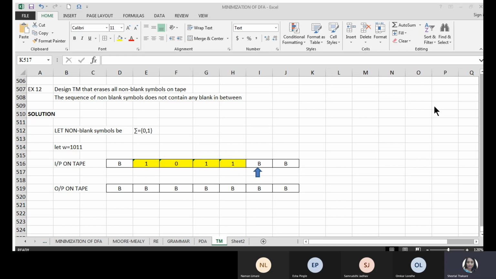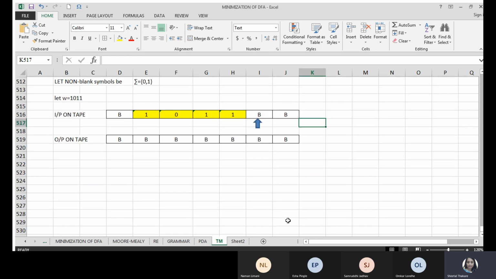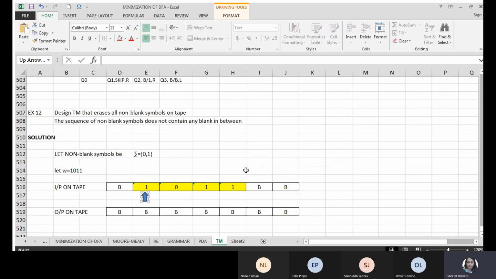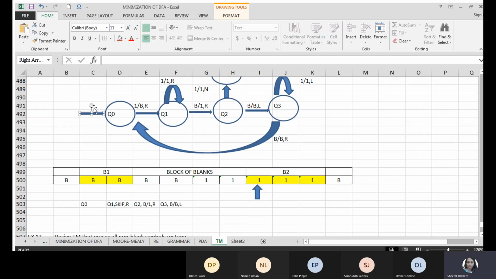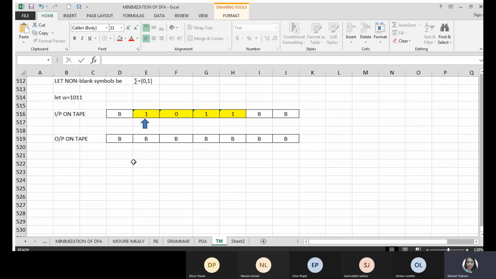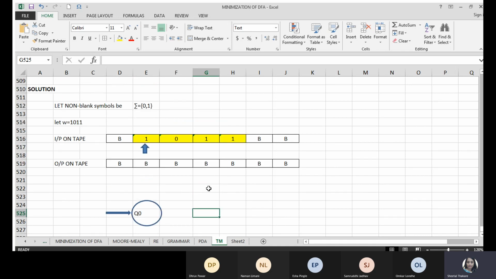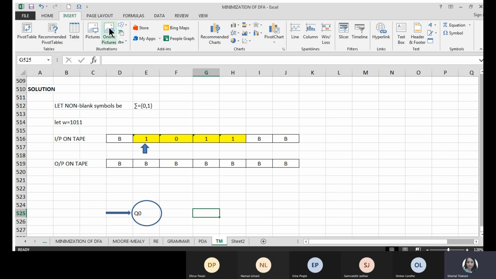Anyone would like to answer how many states will be there in the Turing machine? As always, people are not interested in answering. So let us continue drawing. So you will start with Q0 as the initial state. This is the simplest sum which can be asked for the designing of Turing machine.